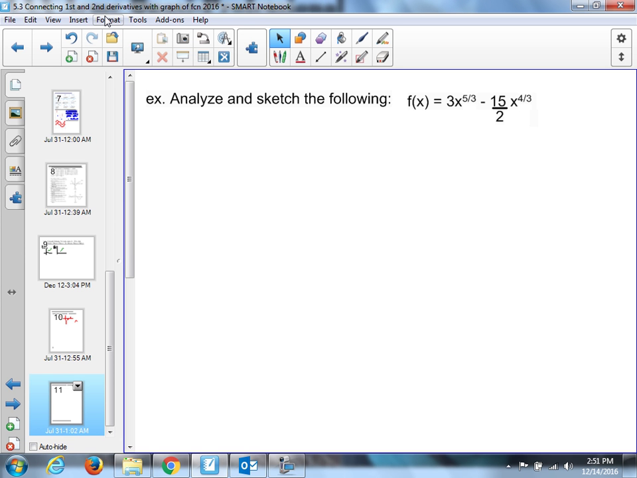Okay, first thing we want to do with curve sketching is a first derivative, okay, so to analyze, etc. So the first derivative, f prime of x. This isn't a bad one to do because the 5/3 times 3 becomes 5 x to the, when we subtract 1 from that, we subtract 3 out of 3, right? 2/3.